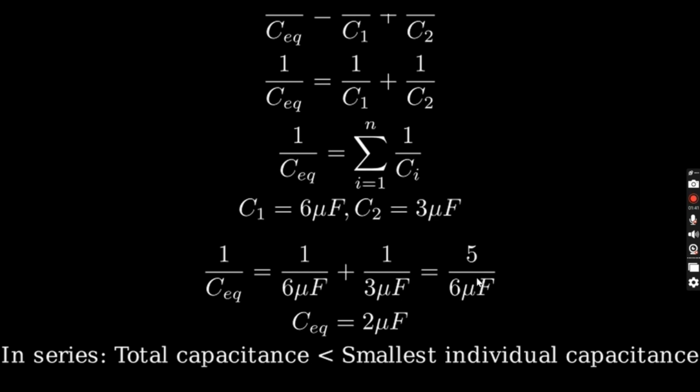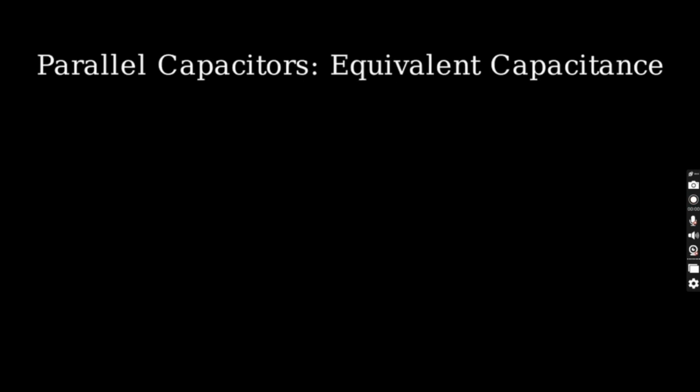capacitance in the circuit. Derive the expression for the effective capacitance of two capacitors connected in parallel. First, let's draw our circuit diagram. We have two capacitors C1 and C2 connected in parallel. In a parallel combination, the voltage V across each capacitor is the same. Let's consider the charge on each capacitor.